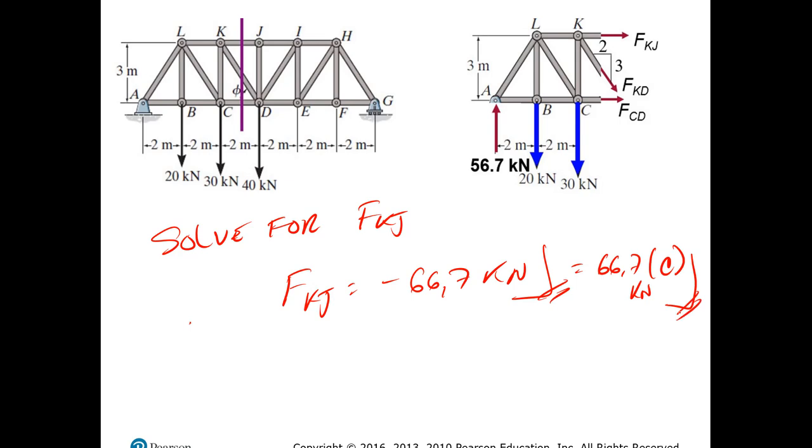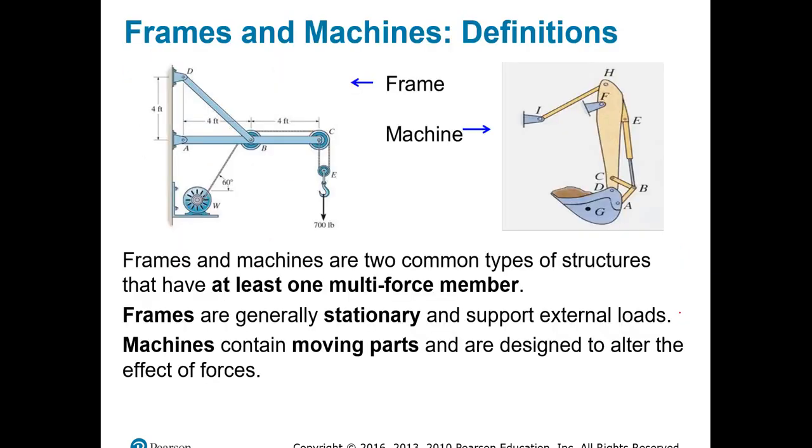If you want to leave it with a negative sign, I will be able to read that, but if you want to just let me know that that member was in compression, that's also good. Okay, I hope that was simpler. If you have more questions, I can go over this exercise with you one-on-one.